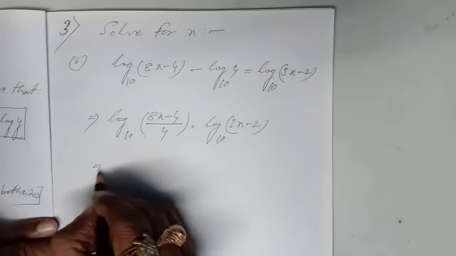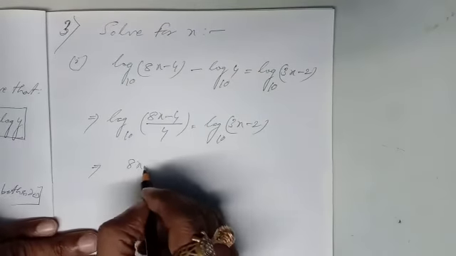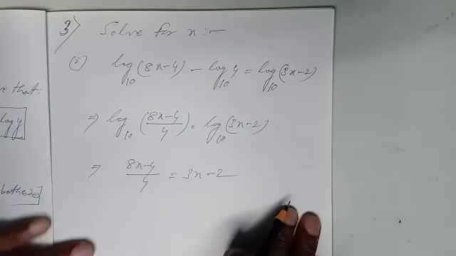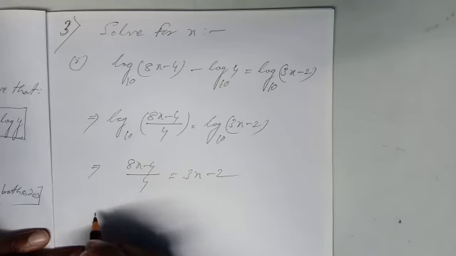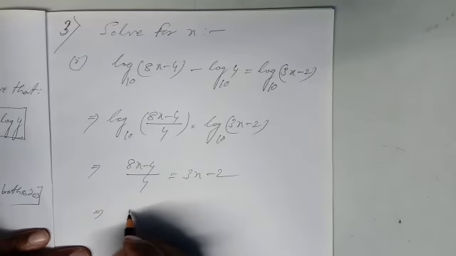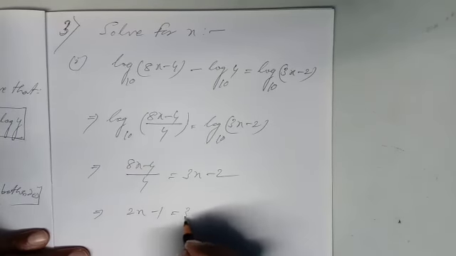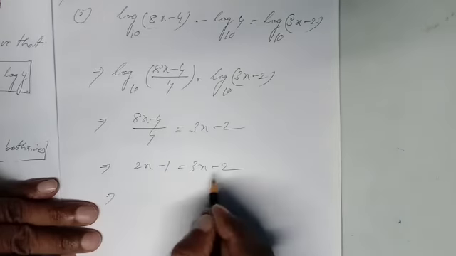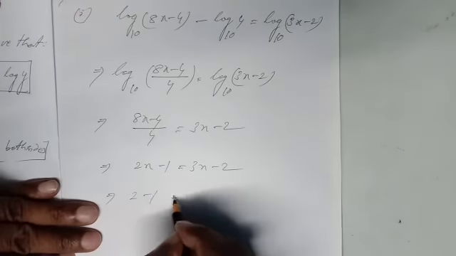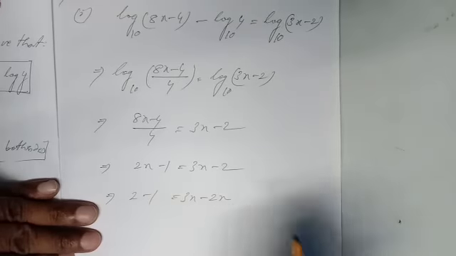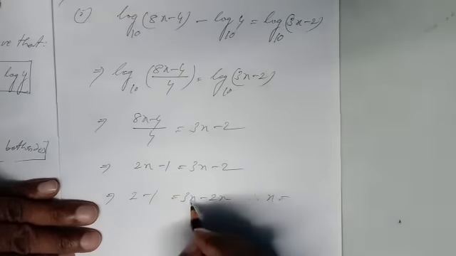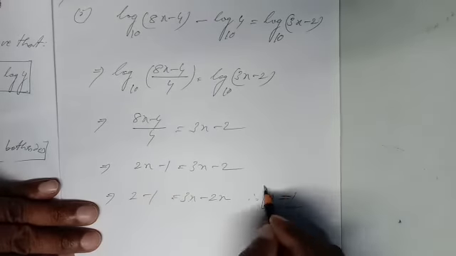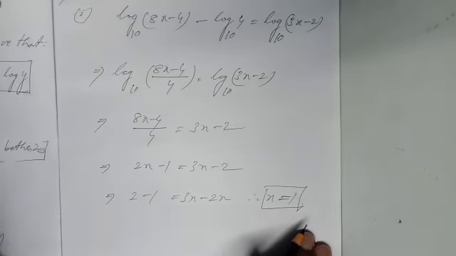Comparing both sides, (8x minus 4) by 4 is equal to 3x minus 2. Yes or no? After that, if I take 4 common, it will be cancelled out. That will be 2x minus 1 is equal to 3x minus 2. I hope you are able to understand. Now bring this side: this will be 2 minus 1 and 3x minus 2x. Finally, what are you getting? x is equal to 3x minus 2x, x; 2 minus 1, 1. x is equal to 1. In this way, I have completed 3 questions from the chapter logarithm.